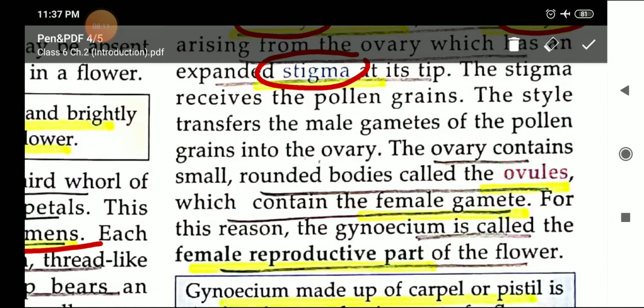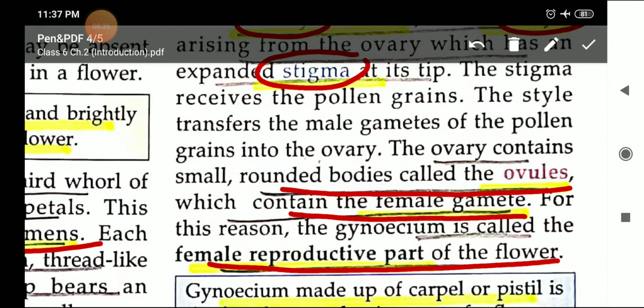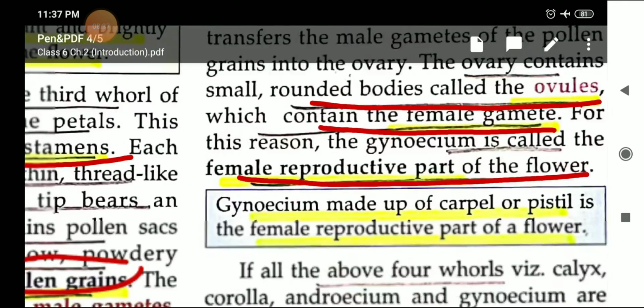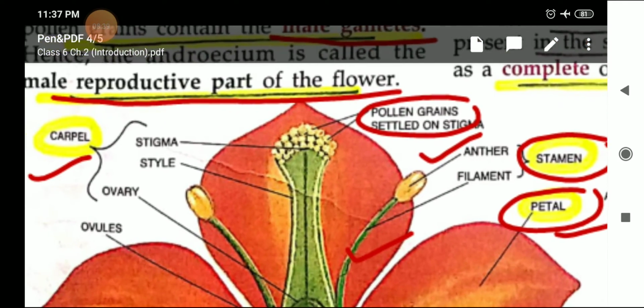Now this swollen basal part, that is the ovary, contains the rounded bodies known as ovules, and these ovules contain the female gametes or female reproductive cells. That is why gynoecium or carpel or pistil is known as the female reproductive part of a flower. Now I'll show you the fourth part in the diagram.